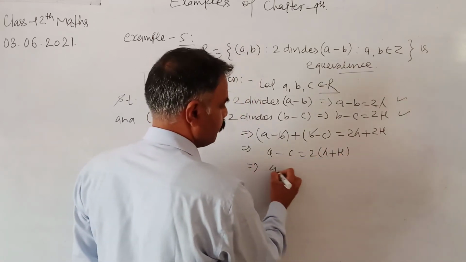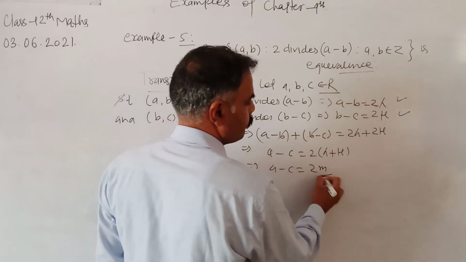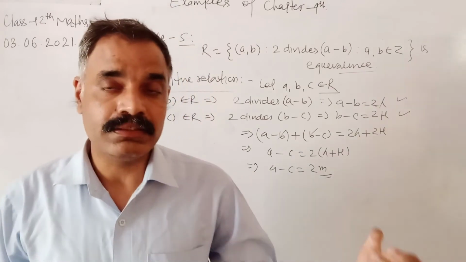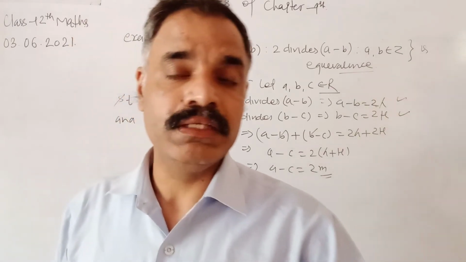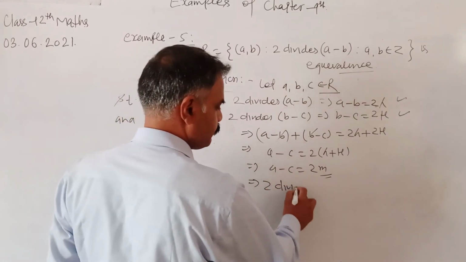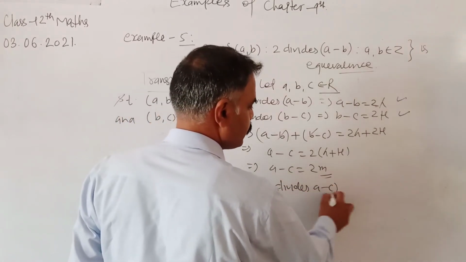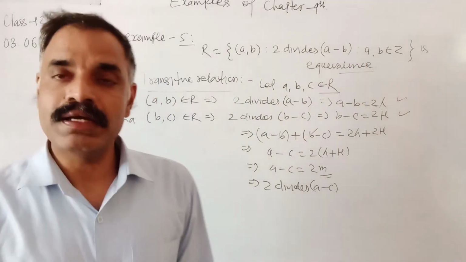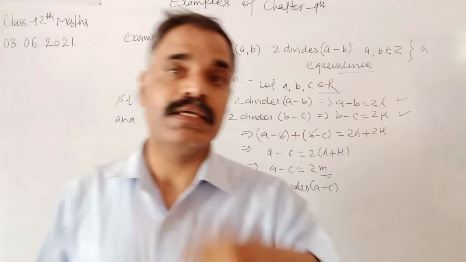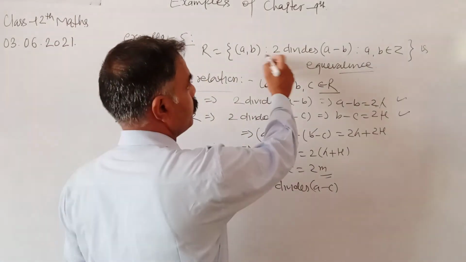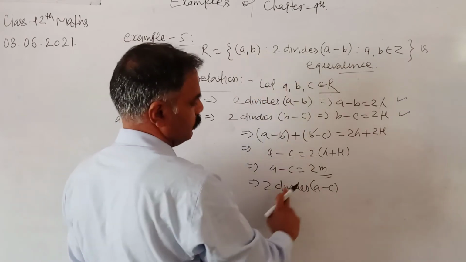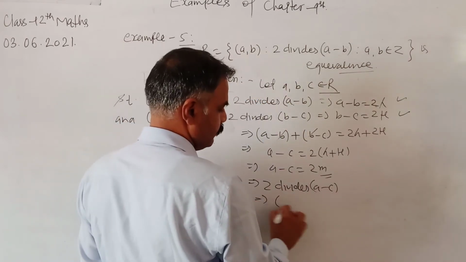It means a minus c is equal to 2m. So a minus c, the difference of the elements a and c, is a multiple of 2, meaning divisible by 2. It means 2 divides a minus c. And when 2 divides a minus c, it means (a,c) belongs to R. 2 divides a minus b, so (a,b) belongs to R. 2 divides a minus c, so (a,c) belongs to R.